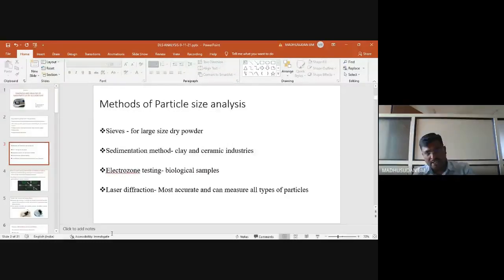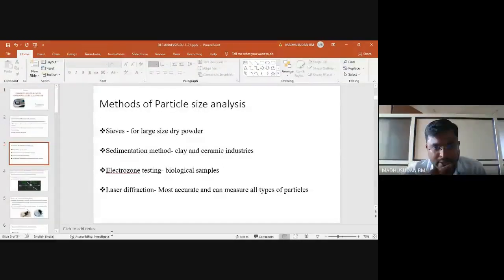And in the second one, the sedimentation method, the clay and ceramic industries often use such a method. Sedimentation is not preferable for characterizing biological samples, and a powder suspended in some sort of emulsion or solvent cannot be characterized with the help of sedimentation.